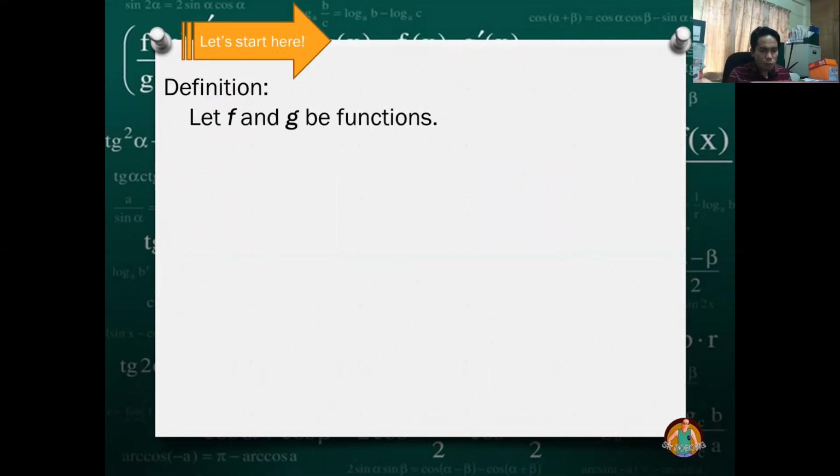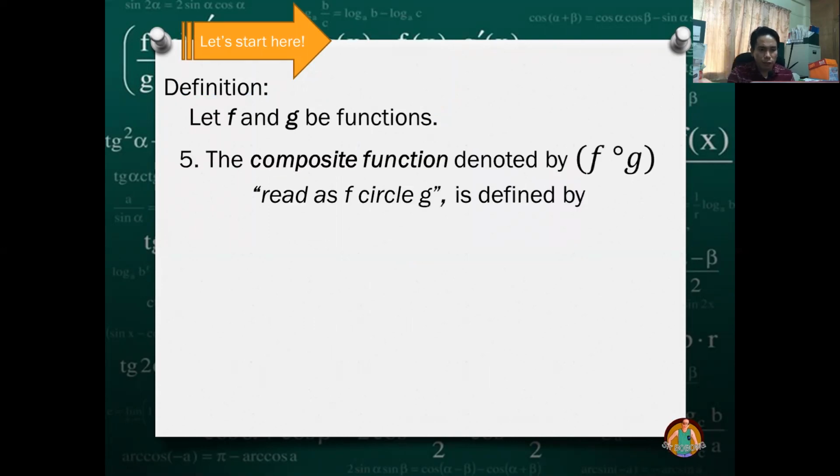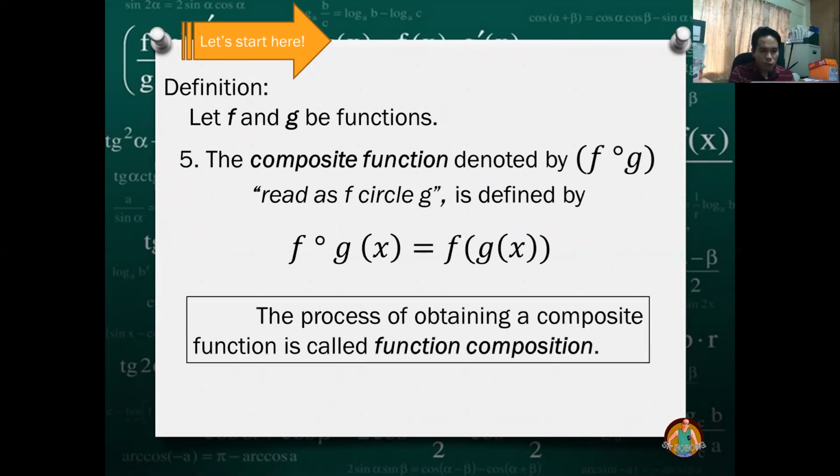Let f and g be functions. So number 5 na tayo. The composite function denoted by f circle g is defined by f circle g of x is equal to f of g of x. And take note that the process of obtaining a composite function is called function composition.